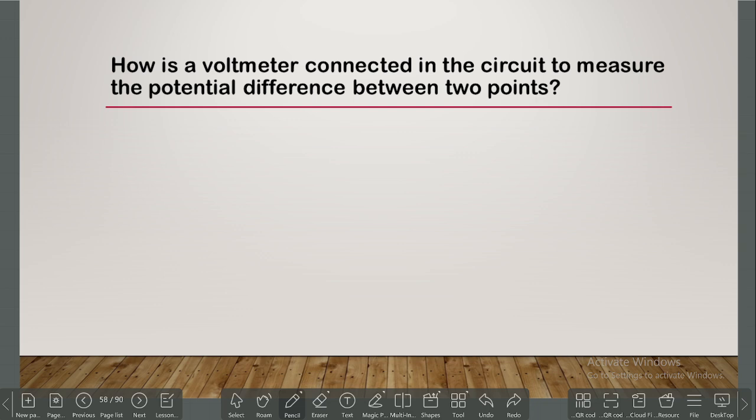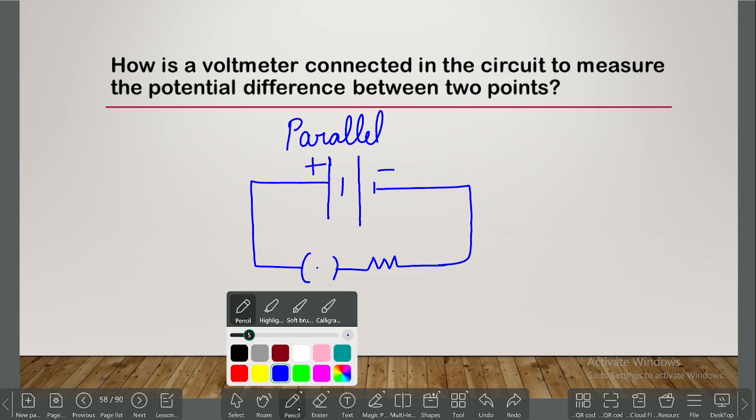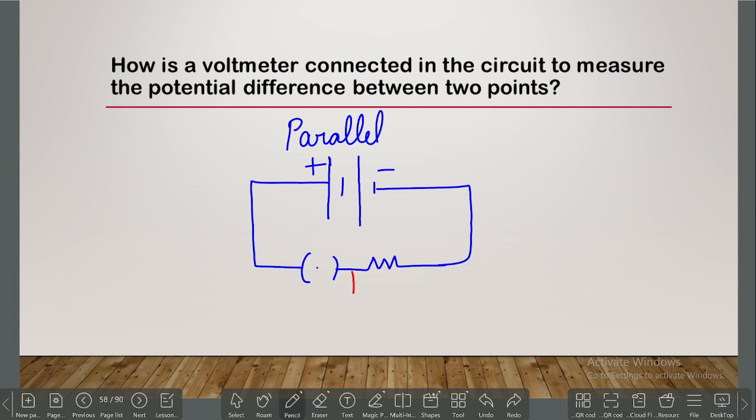Next, how is the voltmeter connected in a series to measure the potential difference between the 2 points? That means how do we need to connect the voltmeter? We need to connect the voltmeter only in parallel. So how can we draw a diagrammatic representation? Positive terminal, negative terminal. So across the ends of the conductor, in parallel, we need to connect the voltmeter. The positive terminal is connected to the positive terminal of the battery, and the negative terminal is connected to the negative terminal of the battery.